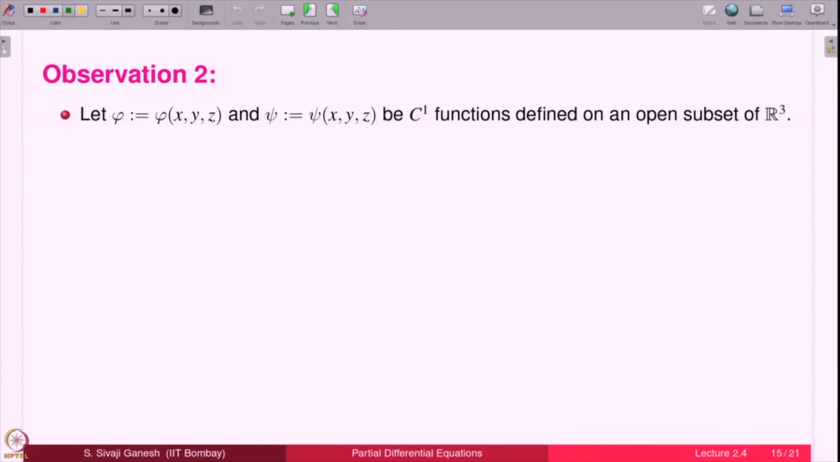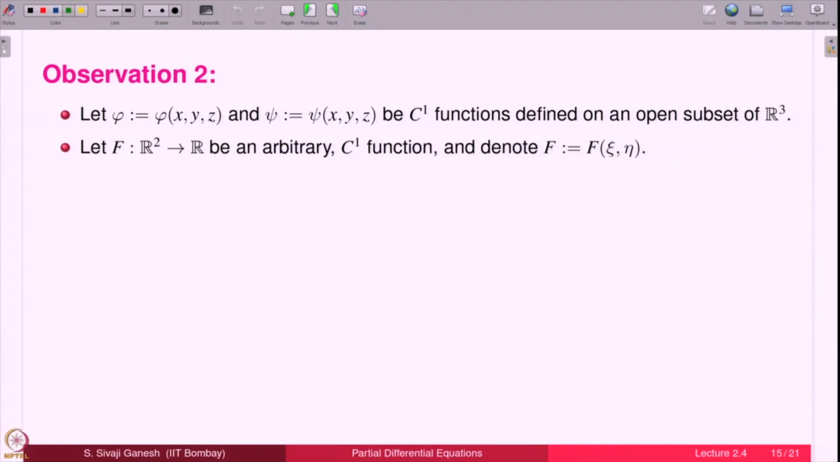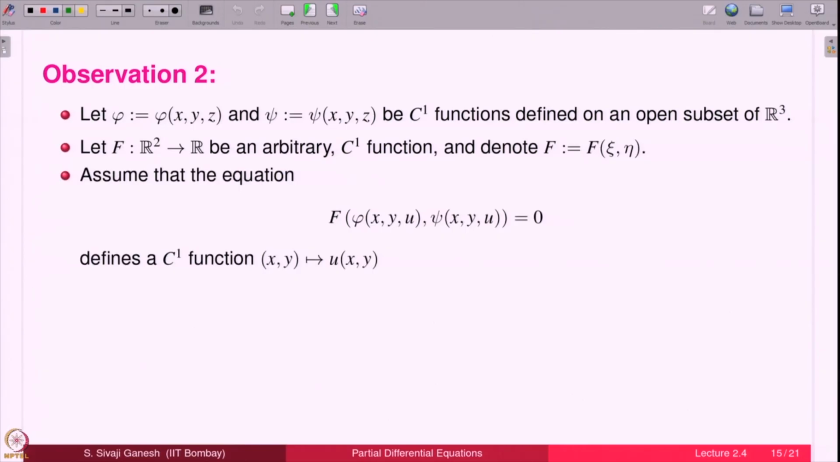Let phi and psi be C1 functions. This is how we write phi: phi is defined by phi of x, y, z, just to denote the variables for the function phi. Later on we are going to substitute u of x, y in place of z, but this is a function of 3 variables. So, it is defined on an open subset of R3. It is very useful when we apply the chain rule, so that we do not have confusion. So, let f from R2 to R be an arbitrary C1 function, and we denote it by f of xi, eta. Assume that this equation defines a C1 function, that was part of the assumption.